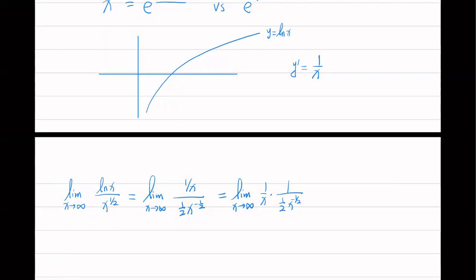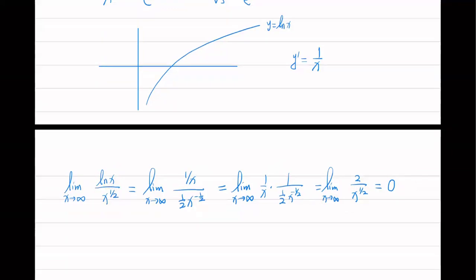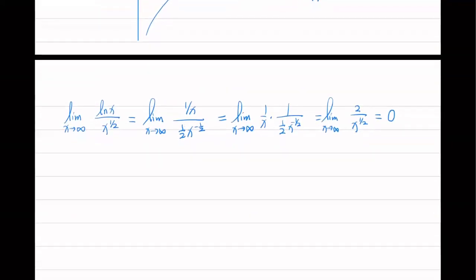Okay, so this is the limit as x goes to infinity of 1 over x to the 1/2. What's this limit? Numerator constant. Denominator goes bigger and bigger. 0. Now the limit is 0. So which one goes to infinity slower? The top one. Okay, so this one is slower than the square root.